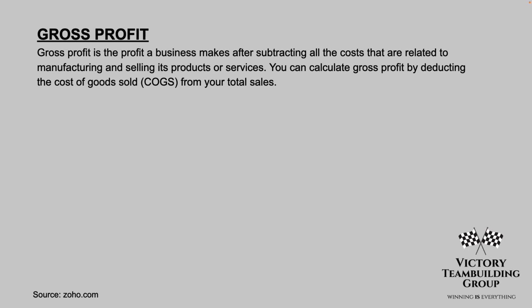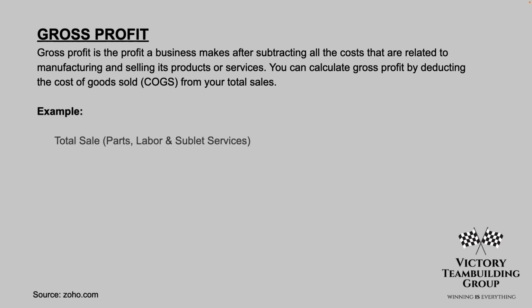Now we get into some terminology that we hear often in our industry, like gross profit. Now, gross profit is defined as the profit a business makes after subtracting all the costs that are related to manufacturing and selling its products or services. You can calculate gross profit by deducting the costs of goods sold from your total sales. Now, this is the number that's going to show up in your shop management system. Your gross profit number is usually what's going to show up versus your net profit, which is really what you're going to see in QuickBooks or in your accounting system at the end of the month.